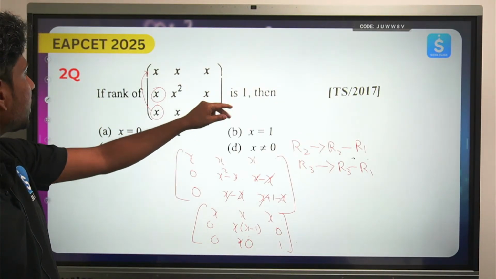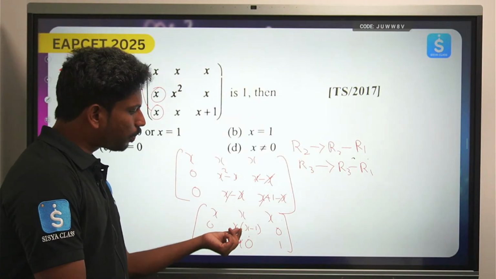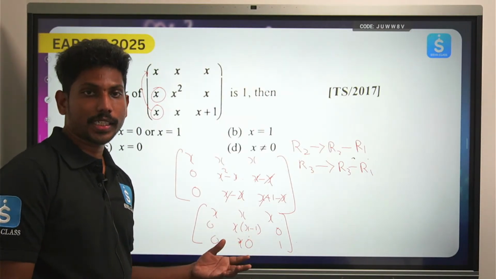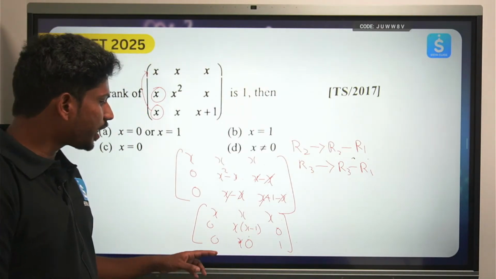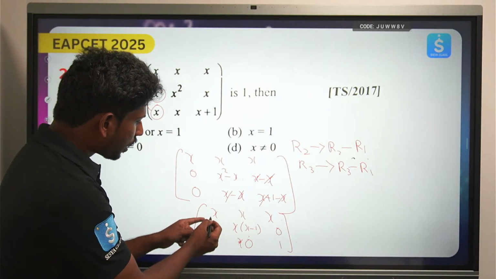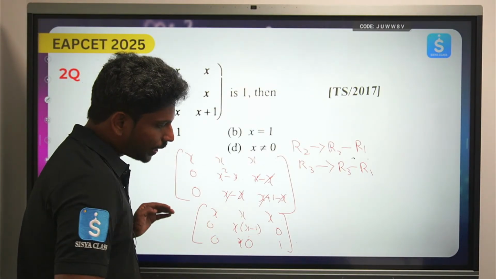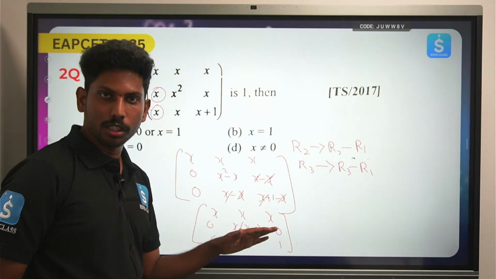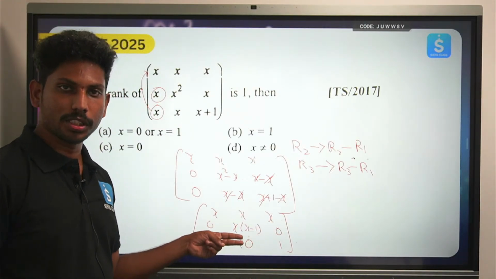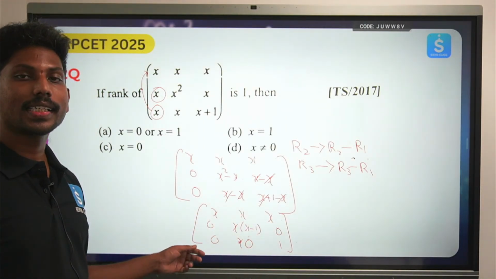Now he is saying the rank is 1. Rank eppudu possible avutundi, for what values of x the rank will be 1. Okay, see, definitely one complete row should be equal to 0. In fact, two complete rows should be equal to 0. That is how the rank can sustain to be 1.